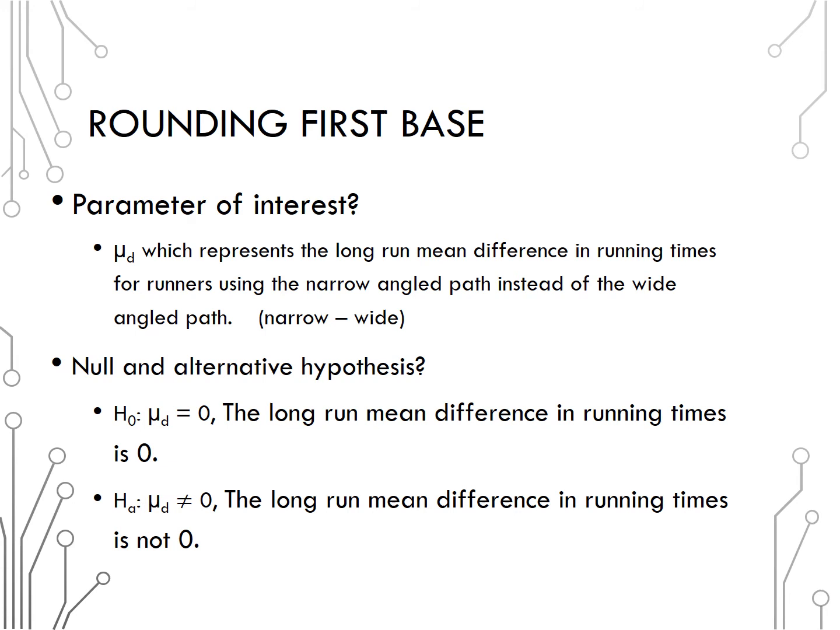Our null hypothesis will always be that the mean of the differences is 0, or in the long run, the difference in running times for each person will be 0 on average. The alternative hypothesis is that mu d is not equal to 0, because we're just looking for which running path is going to be faster, and we didn't have an idea about that at the start of the study. In other words, the long-run difference in running times for each individual is not 0 on average.